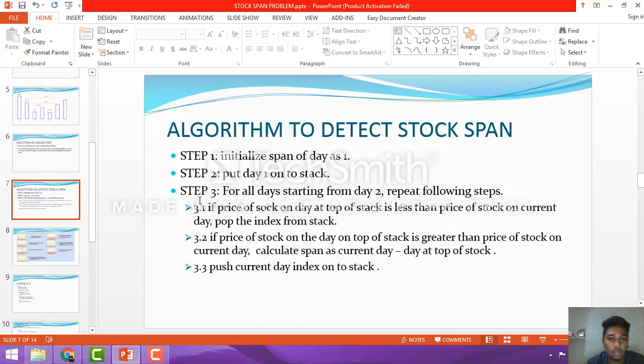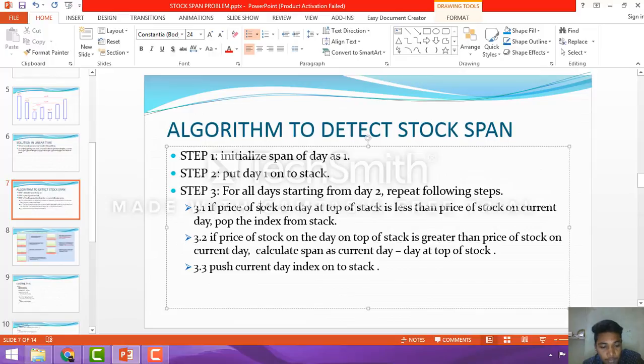And step 3, for all days starting from day 2, repeat the following. These are the following steps. If price of stock on the day at top of stack is less than price of stock on current day, pop the index from stack. I know it's confusing. I will give you one example so that you get some idea about this algorithm. And let's move to the next point.